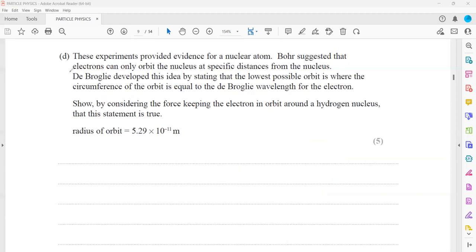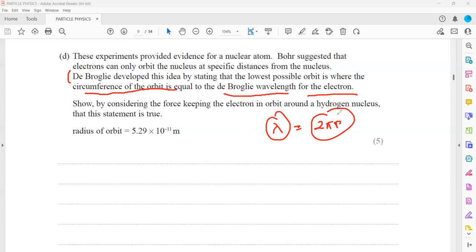What de Broglie said is that the lowest possible orbit is where the circumference of the orbit is equal to the de Broglie wavelength for the electron. So when we work out the de Broglie wavelength and the circumference of the orbit, that is the lowest possible. When the de Broglie wavelength, lambda, equals the circumference, which is 2πr, the value of lambda and the value of 2πr should be the same. When these two are the same, it means that is the lowest possible orbit.